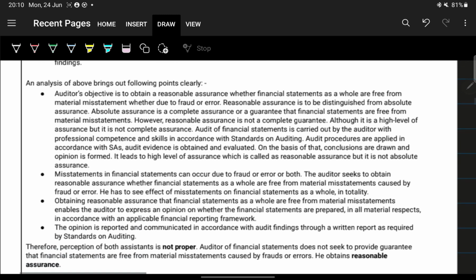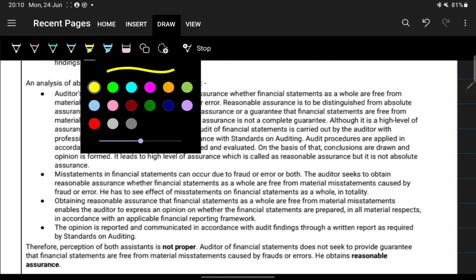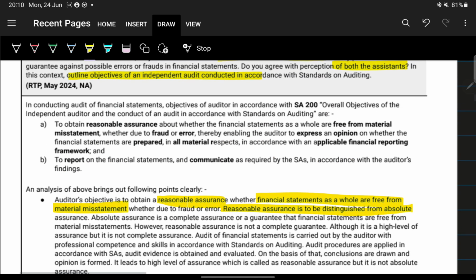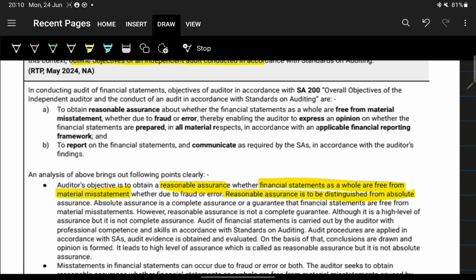Okay, next. Now in detail, each word they have explained. The auditor's objective is to obtain a reasonable assurance whether the financial statements are free from material misstatement. Reasonable assurance is to be distinct, so you'll have to write the meaning of reasonable assurance. Basically, you just have to dive into all these keywords. What does reasonable assurance mean? Reasonable assurance means it is a high level of assurance, but it's not absolute.